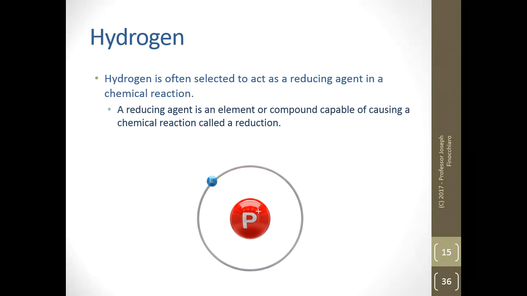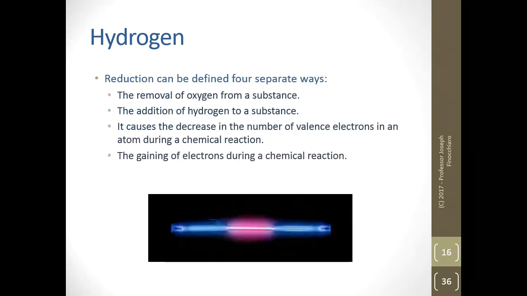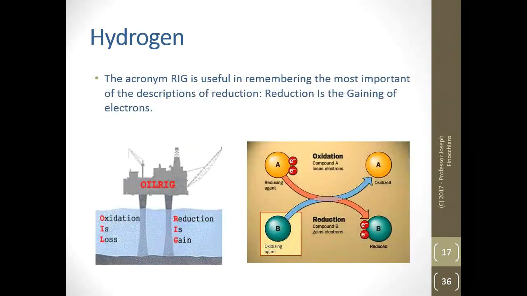Hydrogen is often selected to act as a reducing agent in a chemical reaction. And a reducing agent is an element or compound capable of causing a chemical reaction, which is called the reduction. Reduction can be defined, or it can happen, 4 separate ways. Removal of oxygen, the addition of hydrogen, a decrease in the number of valence electrons in an atom during a chemical reaction, or the gaining of electrons during a chemical reaction. RIG is useful in remembering the most important of the descriptions of reductions. Reduction is the gaining of electrons.